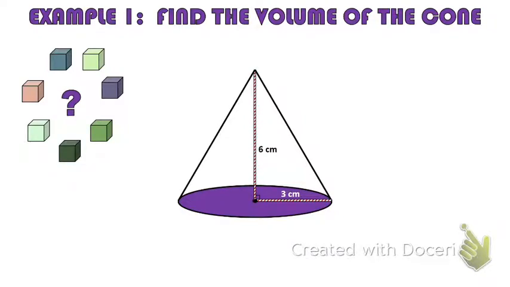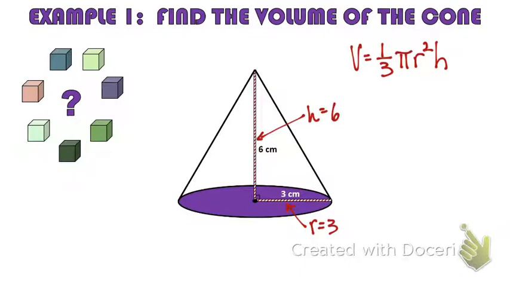Example 1, find the volume of the cone. So we want to know how many identical cubes can we fit into a cone that has a radius of 3 centimeters and a height of 6 centimeters. So we'll take our formula, volume equals 1/3 pi times radius squared times h, and we'll have volume equals 1/3 times pi times 3 squared times 6.